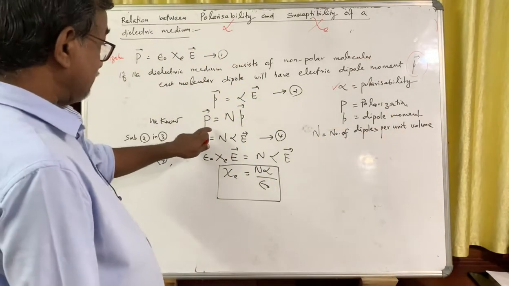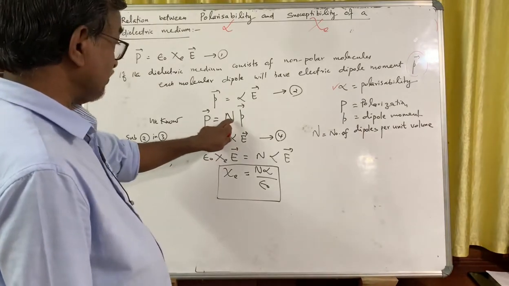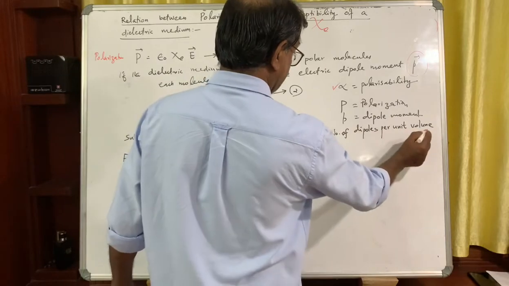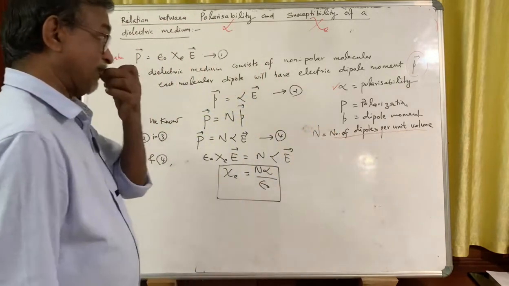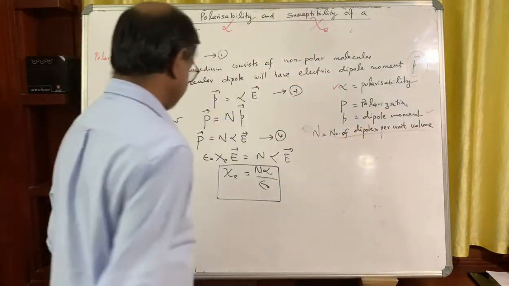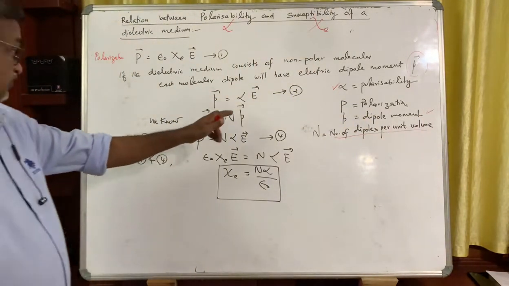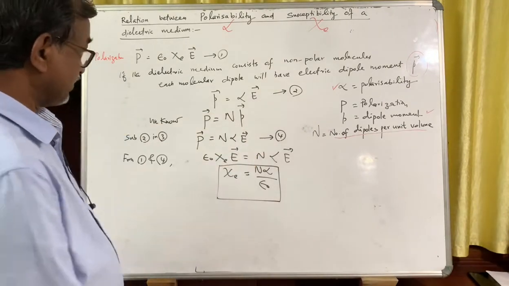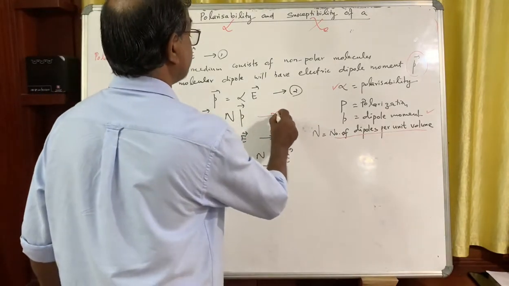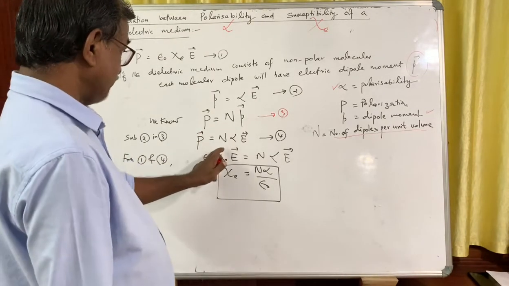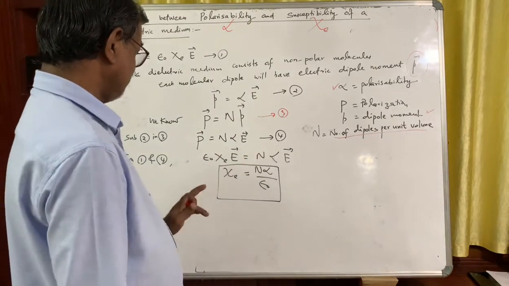Also, the polarization P is equal to N into p, where N is the number of dipoles per unit volume, and the small p is the dipole moment. So substituting 2 in 3, this is equation number 3, we get P equal to N into alpha E.